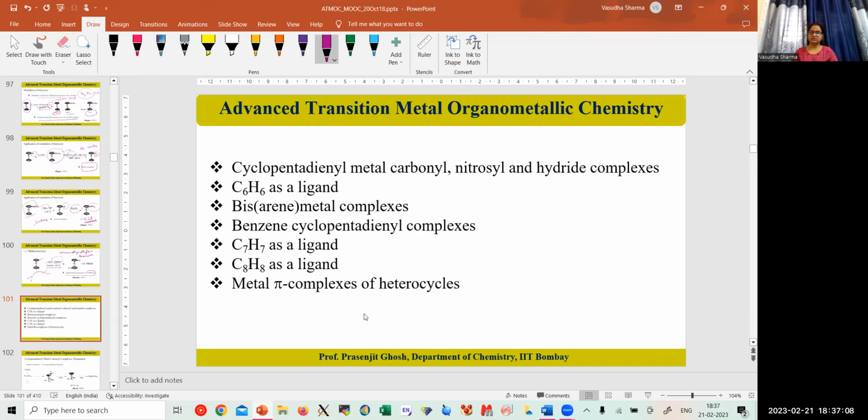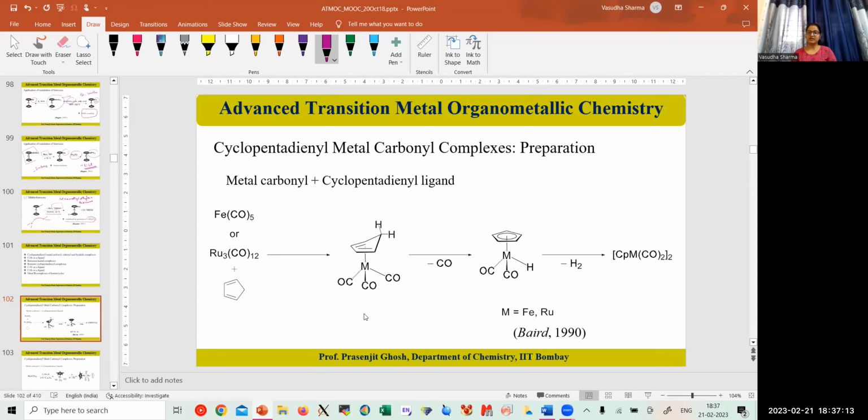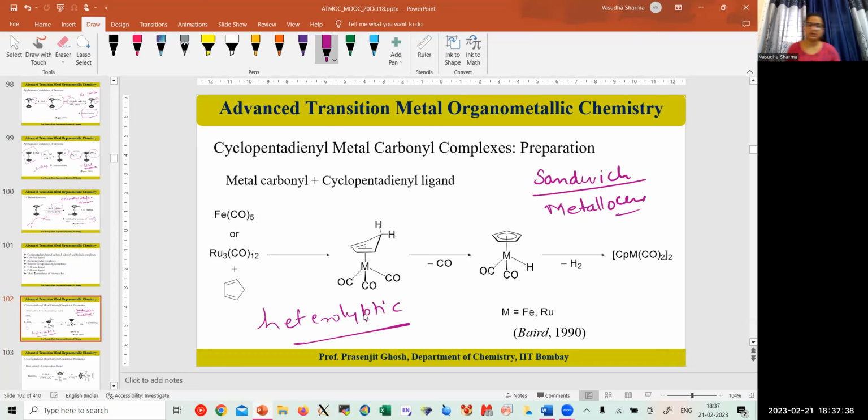Firstly, we saw the sandwich complexes, the metallocene we were talking about, where on both sides we have a Cp ring, but it could also be possible that on one side we have Cp and on the other side we don't have a Cp ring. So on the other side we have different ligands. That's why it is called heteroleptic. If we have the same ligand on both sides, then it is called homoleptic. So how can we go from metallocene to a half sandwich complex, or sandwich complex to the half sandwich complex?